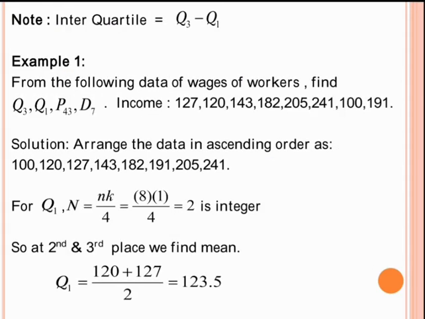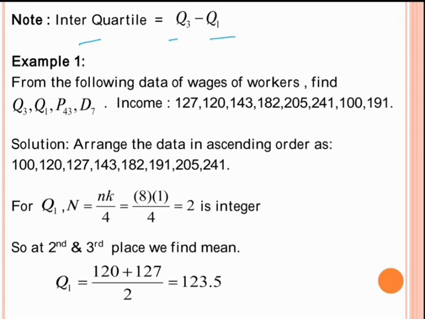One more formula that we are writing here. Interquartile range means Q3 minus Q1. Just now we have seen the formula for Q3. So similarly, we can find the formula for Q1. So we can find the interquartile range as Q3 minus Q1.